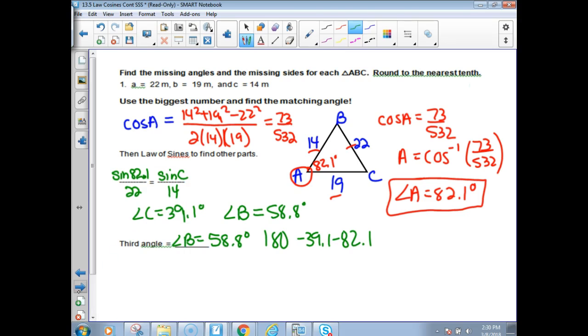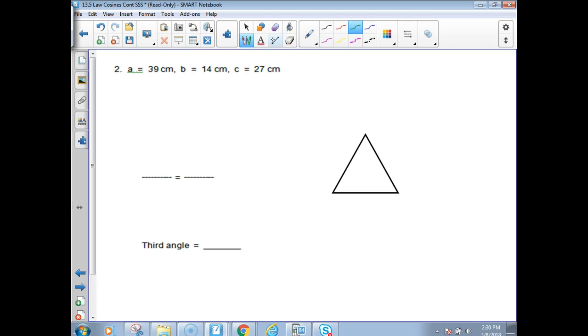Okay, let's try number 2. I don't like these triangles. I make my own, since you have to. Okay, so first thing I would do is draw a triangle.